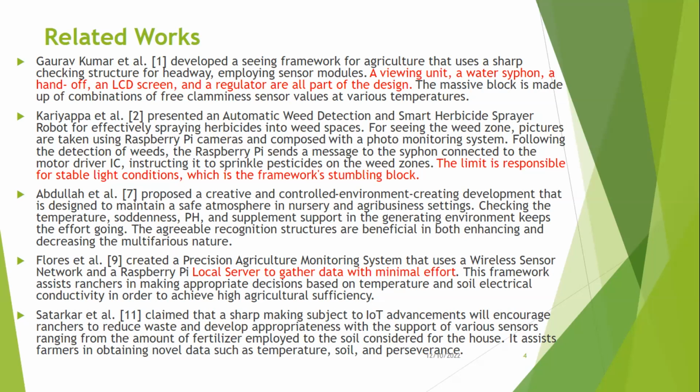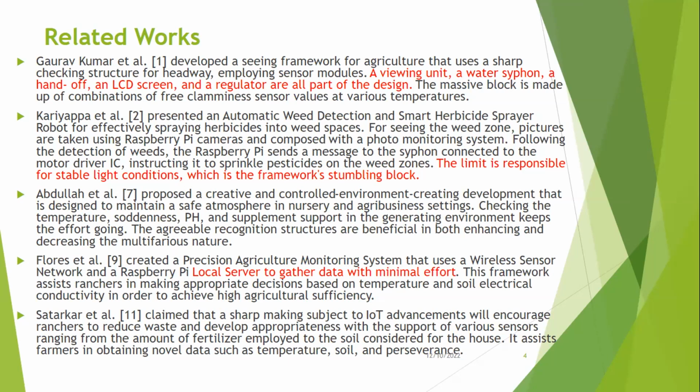And Abdullah has proposed a creative and controlled-environment growing development that is designed to maintain a safe atmosphere in nurseries and agribusiness settings. But the problem here is that reducing and increasing the complexity is not achieved. Flores created a precision agriculture monitoring system that uses a wireless sensor network and Raspberry Pi, which provides a local server to gather the data with minimal effort. But when you go for a central server, it becomes very useful whenever I'm going to get the weather prediction. And Sadarkar et al. claim that smart farming based on IoT advancement will encourage farmers to reduce waste and develop appropriateness with the support of various sensors, ranging from the amount of fertilizer employed to soil.